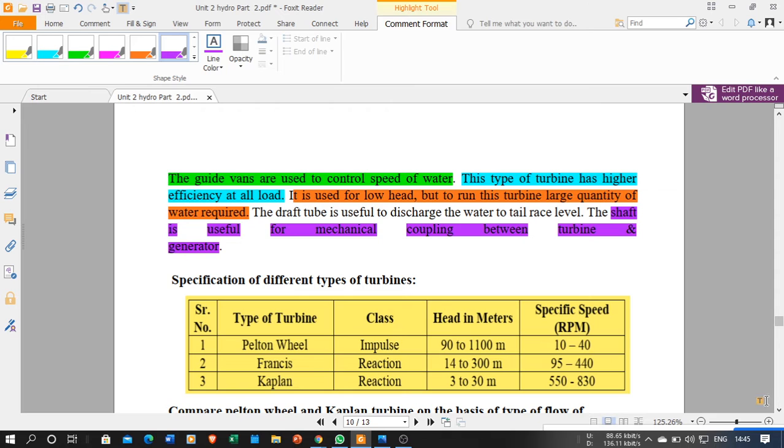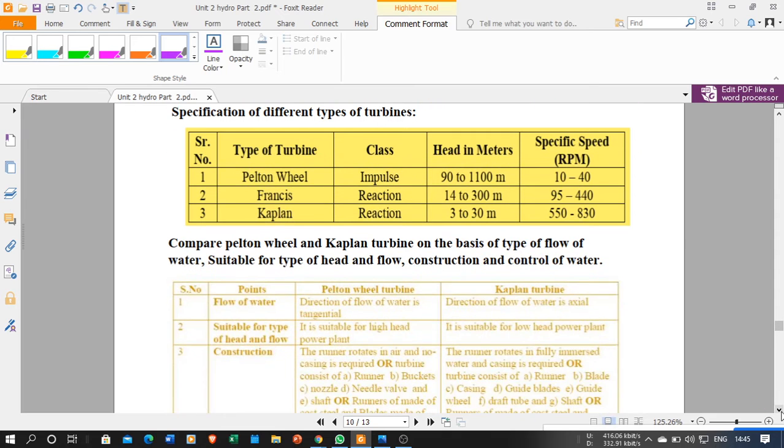Now, the specification. What are the specifications of these turbines? This question is asked in the exam for 2 marks: give the specification of the Pelton wheel turbine and the Francis turbine. The Pelton wheel is an impulse type turbine. It can be used for a head of 190 meters to 1100 meters, and its speed is 10 to 40 rpm. The Francis turbine is a reaction type turbine.